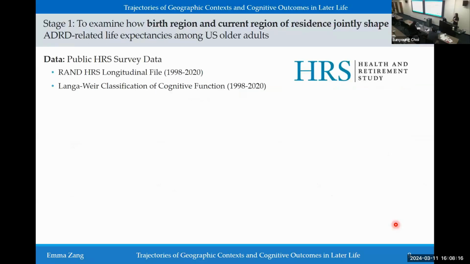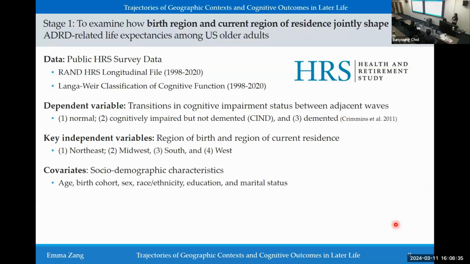So in our stage 1, we want to examine how birth region and the current region of residence jointly shape ADRD-related life expectancies among U.S. older adults. And we only use public HRS data, specifically the RAND longitudinal file and the Langmuir classification of cognitive function. So we use a life table approach to calculate life expectancies.